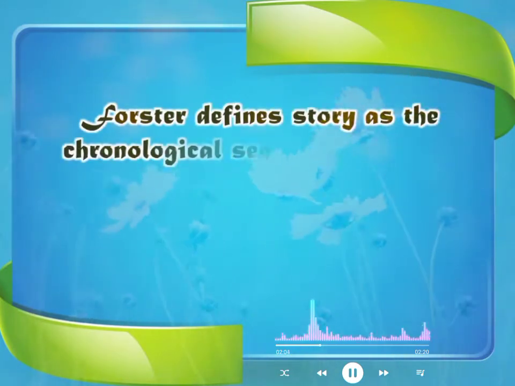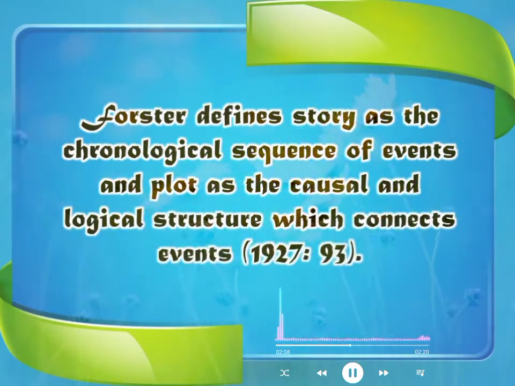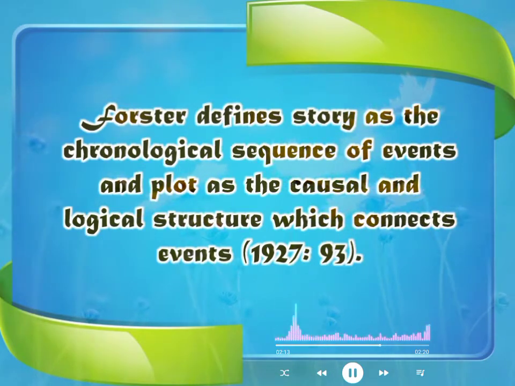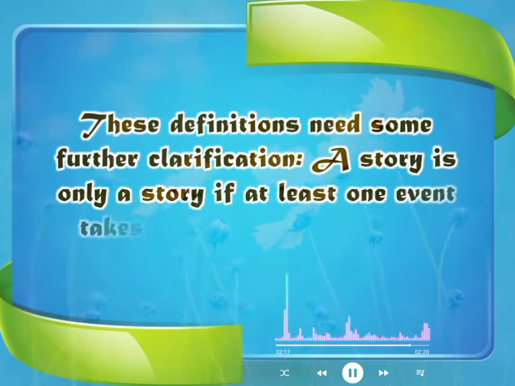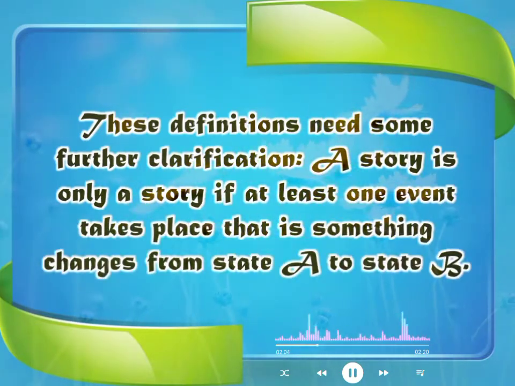Forster defines story as the chronological sequence of events, and plot as the causal and logical structure, which connects events. These definitions need some further clarification. A story is only a story if at least one event takes place, that is, something changes from state A to state B.